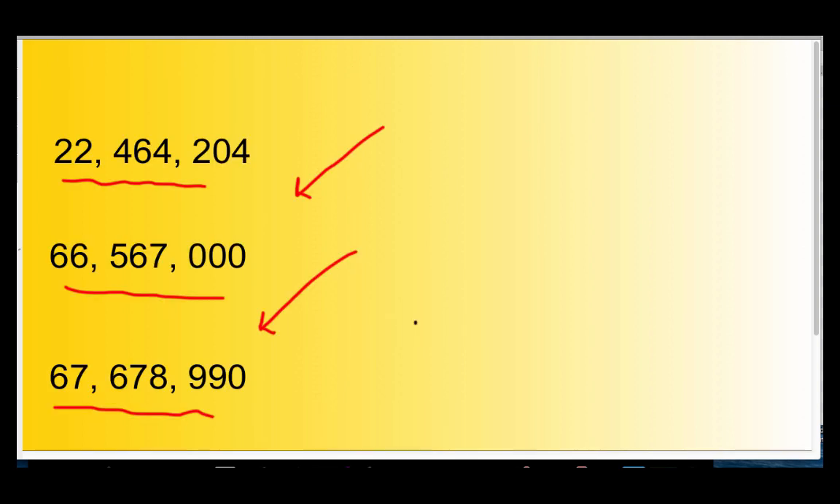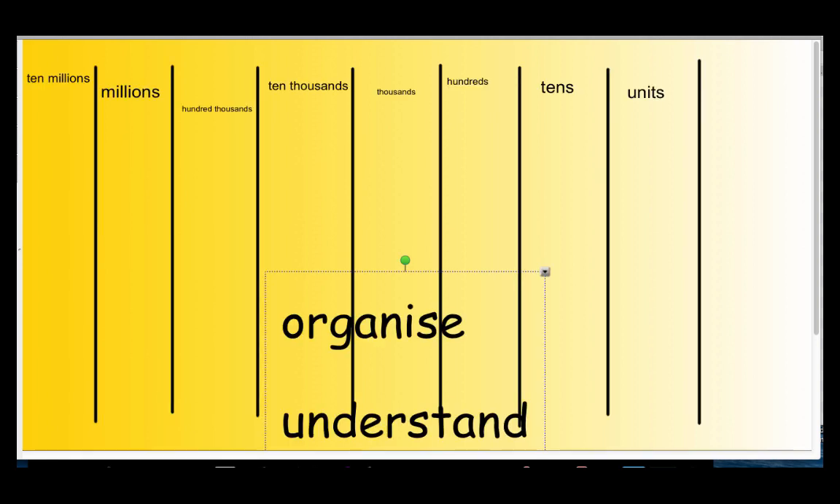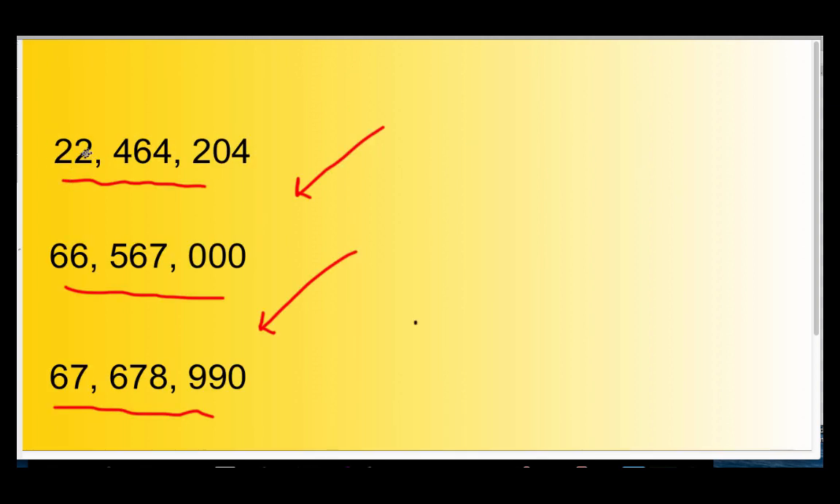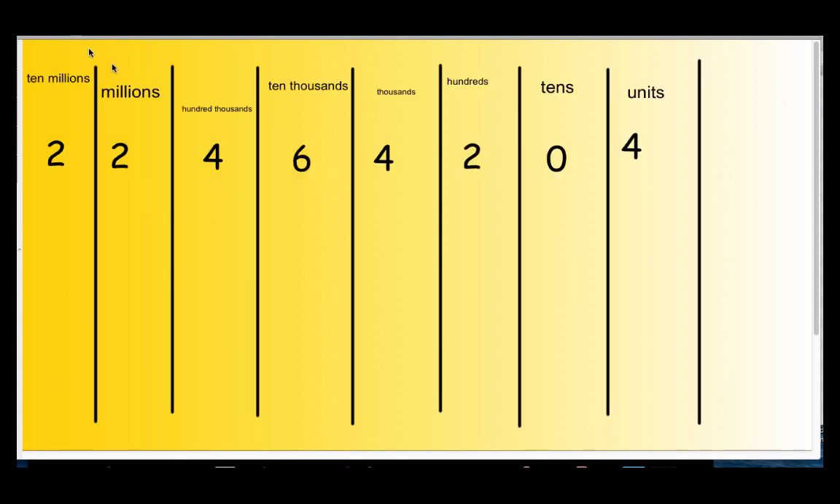Let's go put some of these numbers into the place value column now and see which is the bigger number. Okay, off we go. There's our first number, just this one here, 22,464,204. I've popped it into that place value column. There it is. 20 million, and then you've got your 2 million, then 400,000s, then 60,000s, then 4,000s, then 200s, 0 tens, and 4 units. And if you read that number properly, it's 22,464,204.